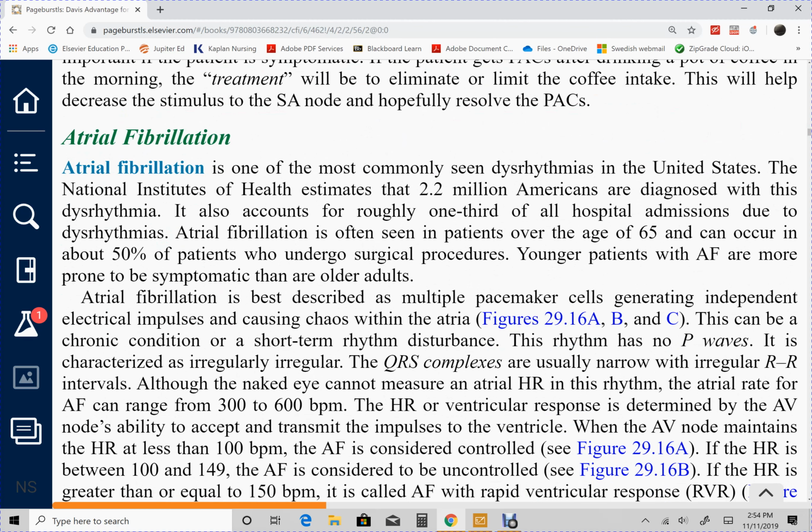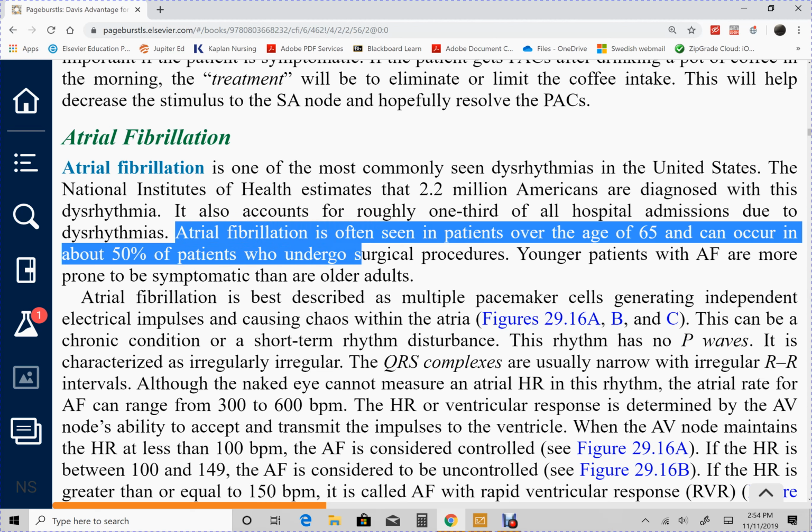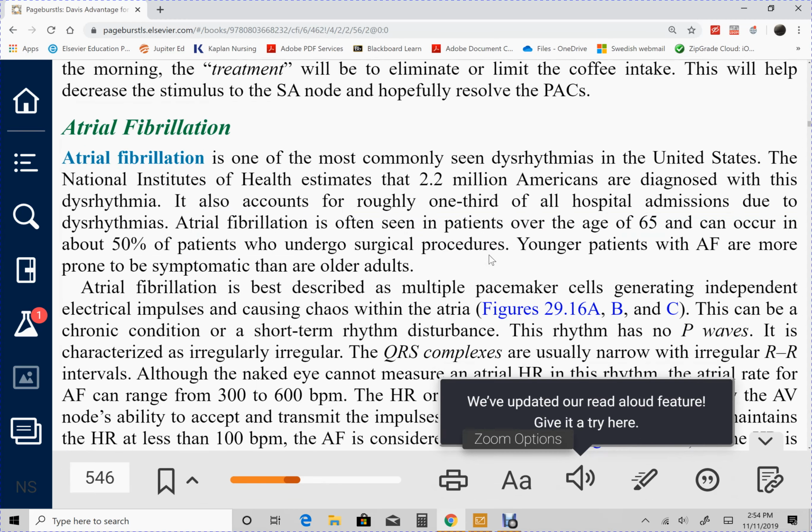AFib. As I mentioned last week, age is the most common risk factor for dysrhythmias, and for most elderly, this will account for most of the people who have dysrhythmias. This is the cause. As stated here, AFib is often seen in people over 65 and occurs in about half of patients who undergo surgery. So this is pretty common.